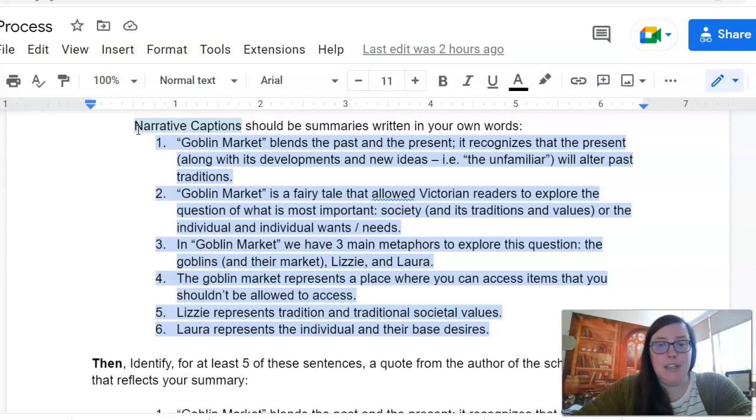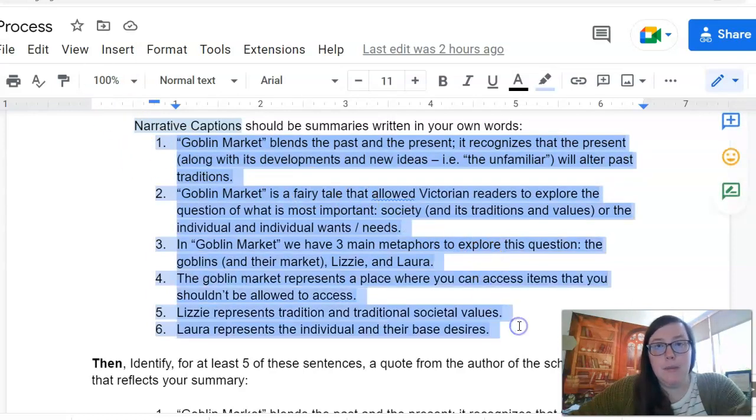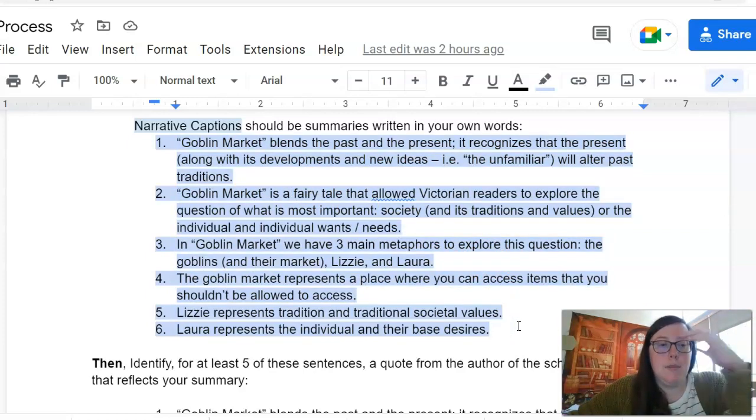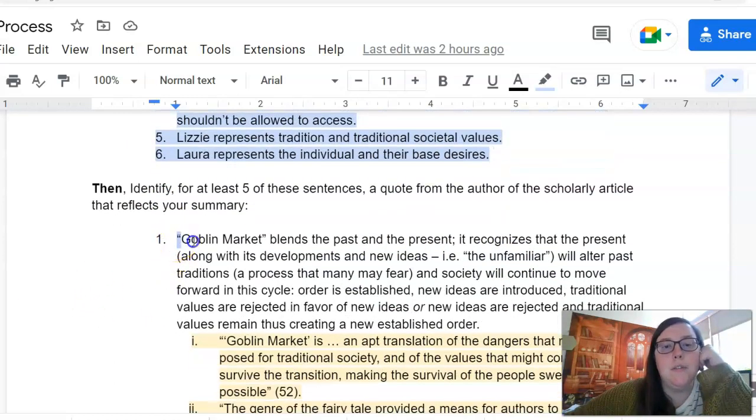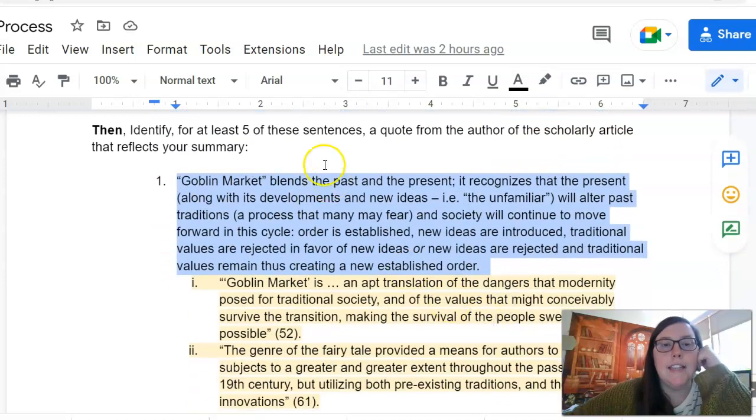So the first thing I did was create my own summary here. If I were taking the traditional route, this is probably what I would include in my paragraph underneath my citation. I would just have to do this 3 separate times with different articles. Then the next thing I did is for each one of those narrative captions, I identified at least one quote from the scholarly article that I felt was best associated with my summary.